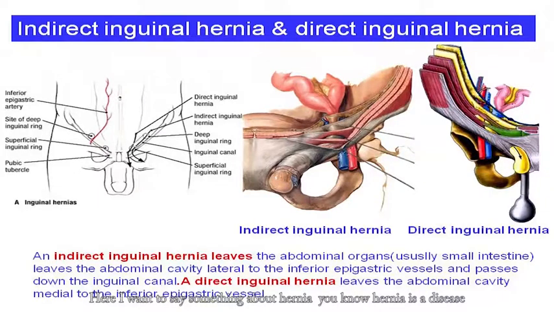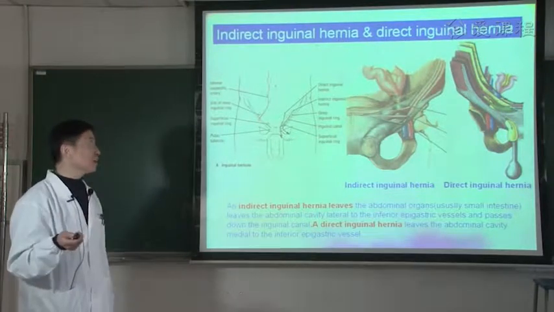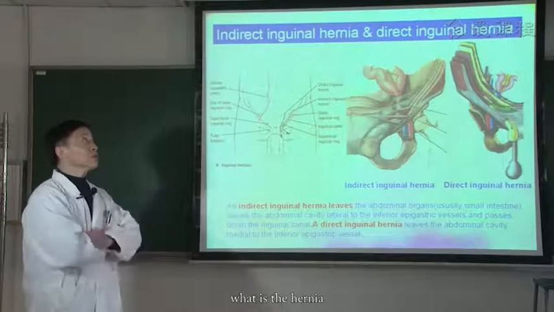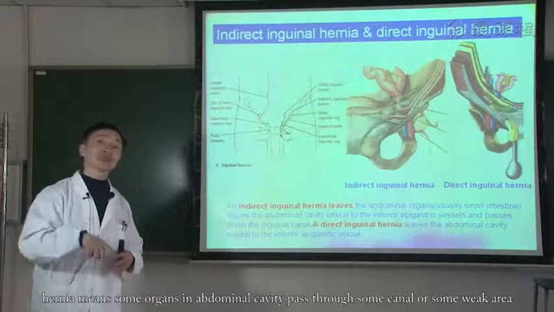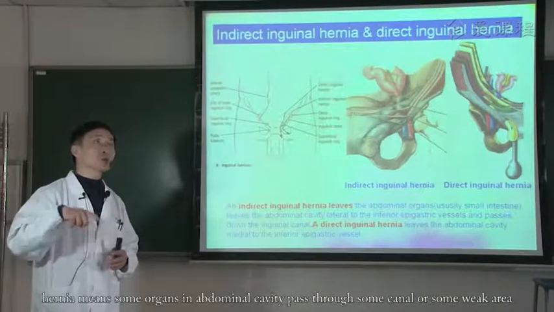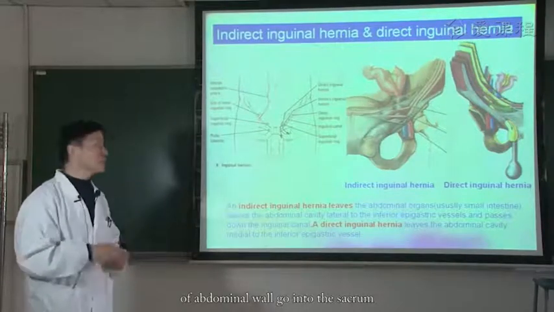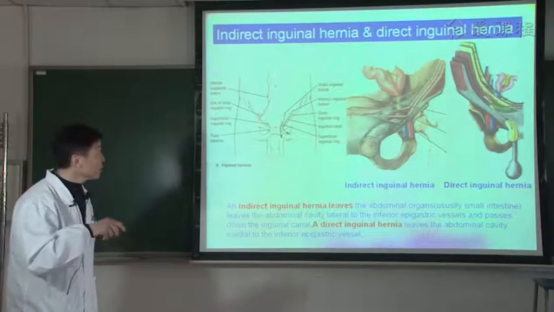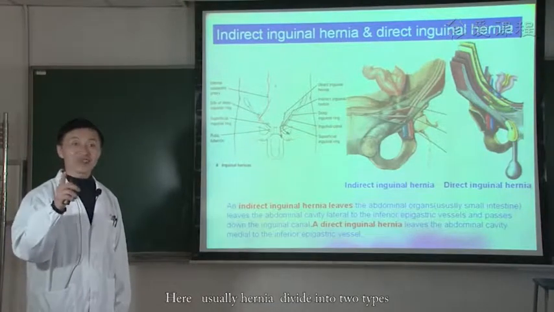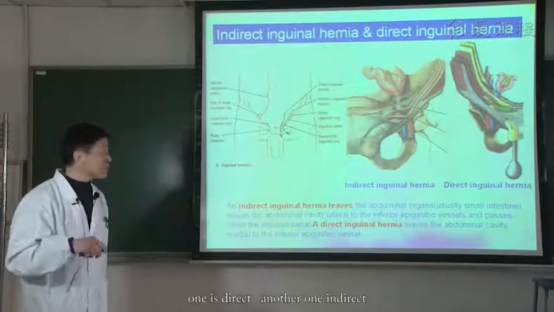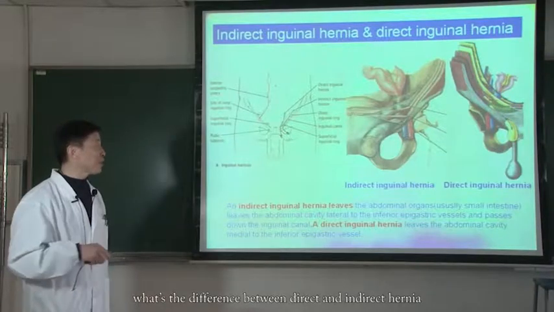Here, I want to say something about the hernia. Hernia is a disease. What's a hernia? Hernia means abdominal viscera passing through some canal, some weak area of the abdominal wall, going into the scrotum. Usually the hernia is divided into two types. One is direct, another one indirect. What's the difference between direct and indirect?